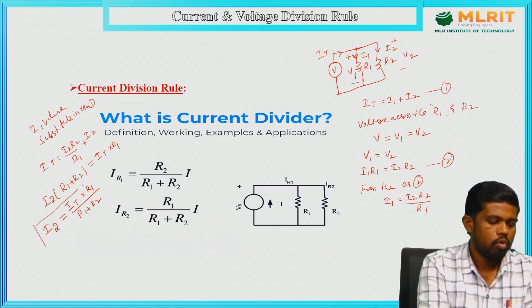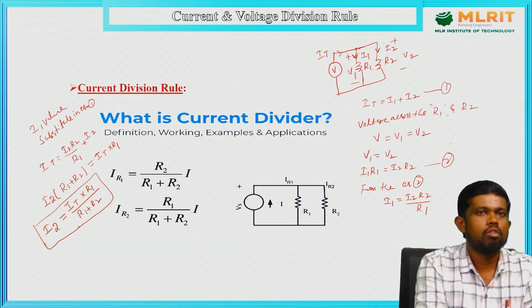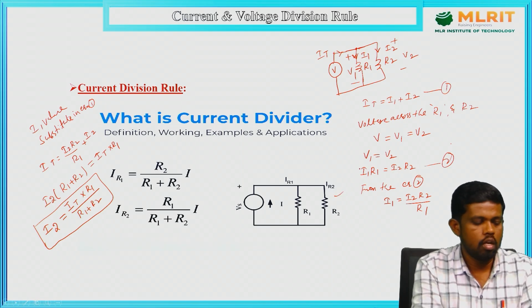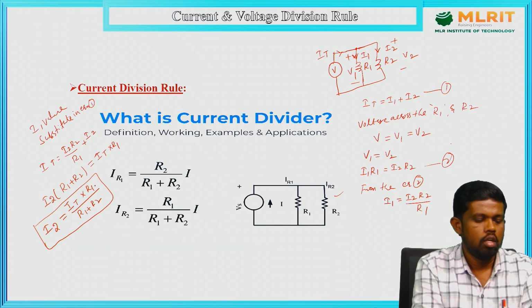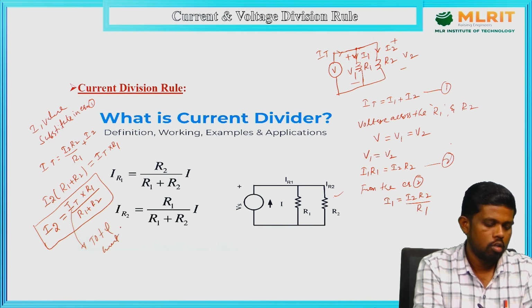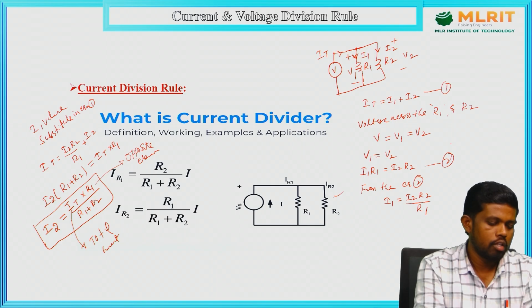What I want to conclude here is that the current through resistor number 2 is the total current of the circuit into R1, which is the opposite element, upon the total resistance. So the current through an element equals the total current times the opposite resistance, upon the total resistance value.